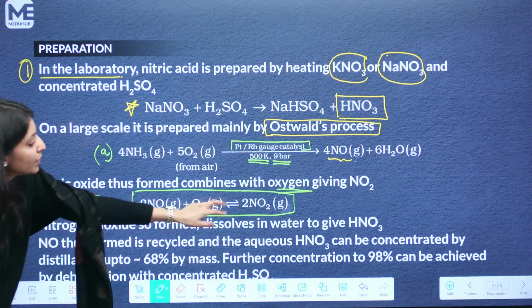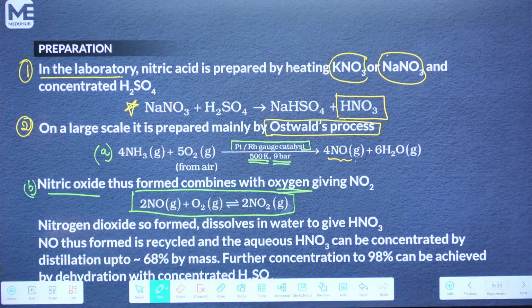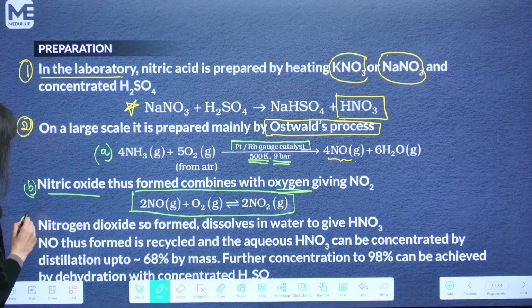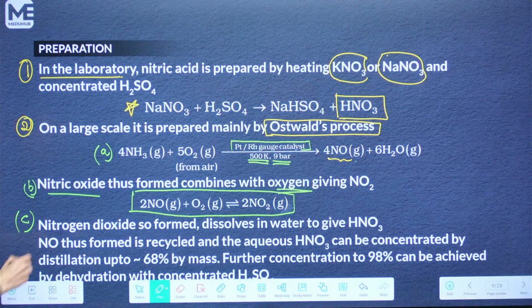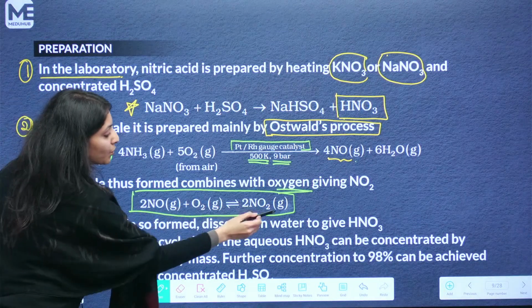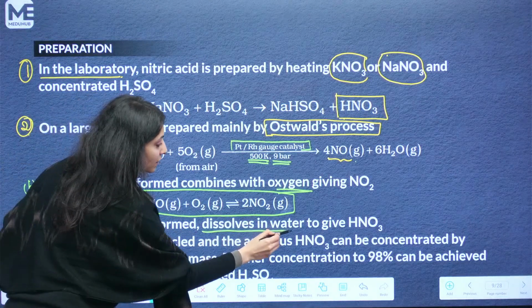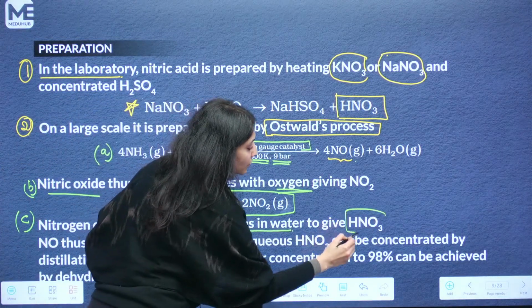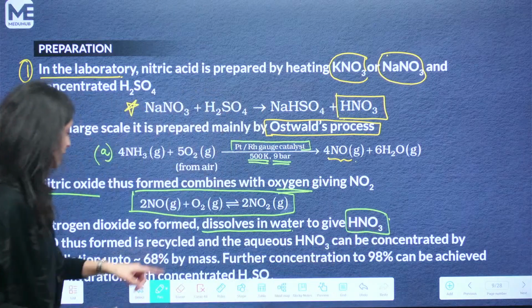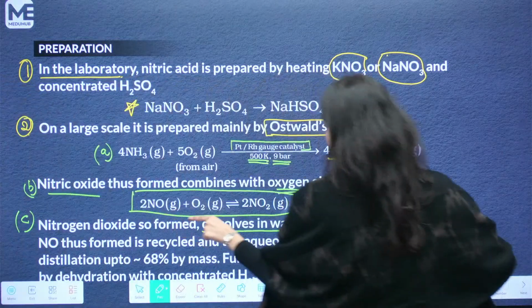NO plus O2 gives NO2. All right. Third step में क्या होता है? Marking it as C. जो NO2 form हुआ है, it dissolves in water to give HNO3. So third step में HNO3 form होता है. So third step का क्या reaction है?